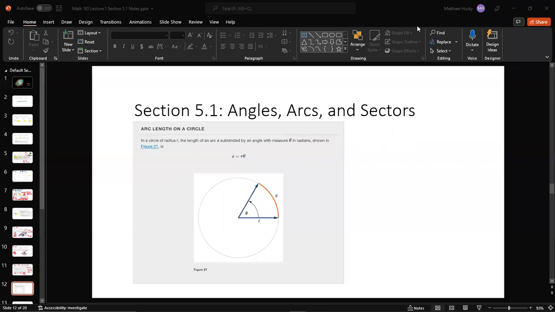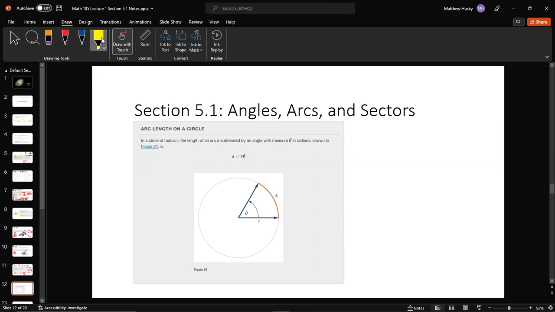All right, let's pick up where we left off. So we're going to talk about arc length. The arc length just refers to a portion of the circumference. So what we've got going on here, this right here is the length of an arc.